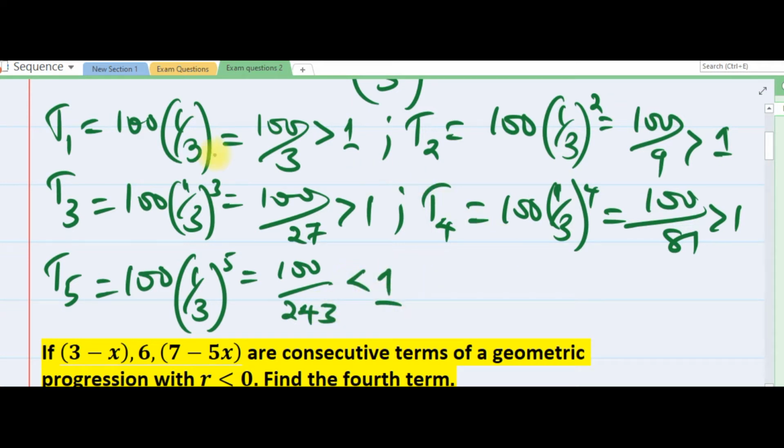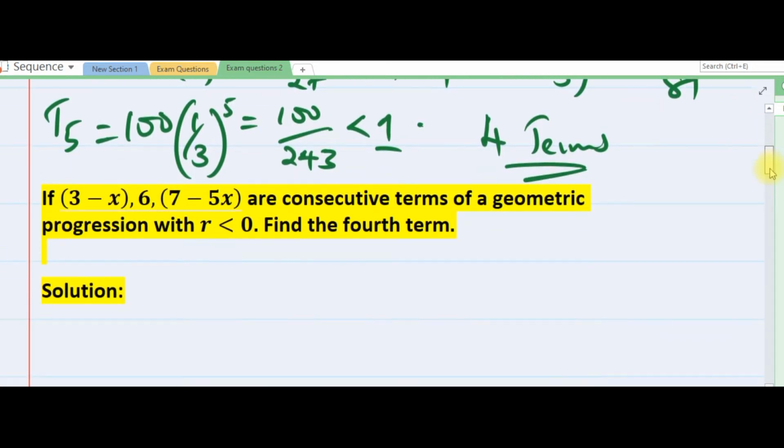So how many terms are greater than 1? We have 4. The answer is 4. So 4 terms are greater than 1. It's just a simple question, it's just logic.